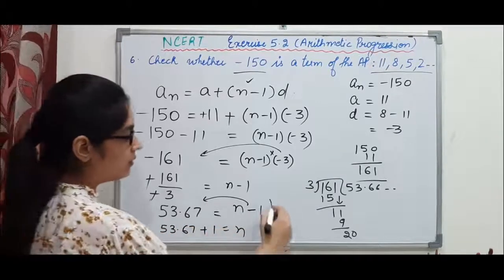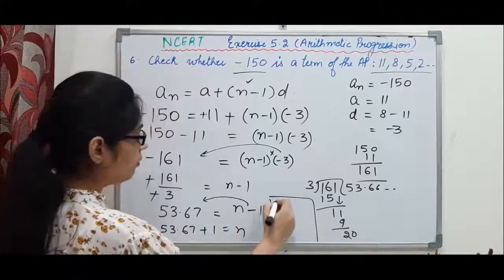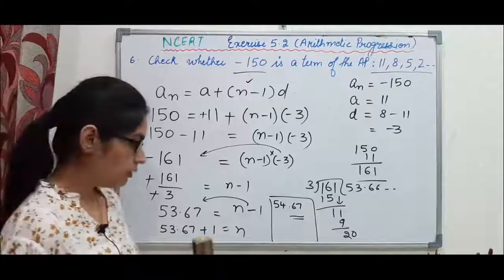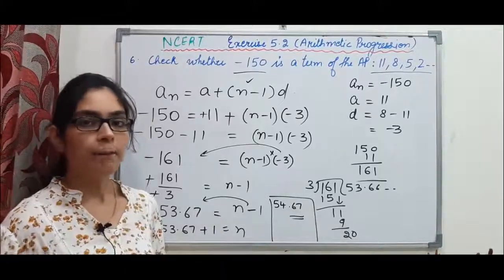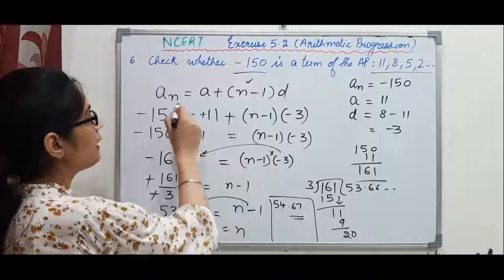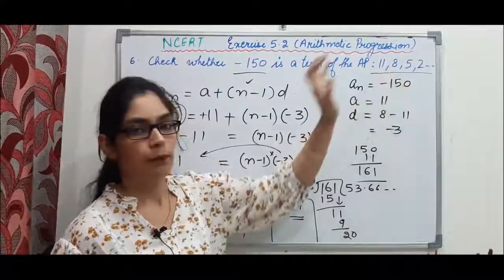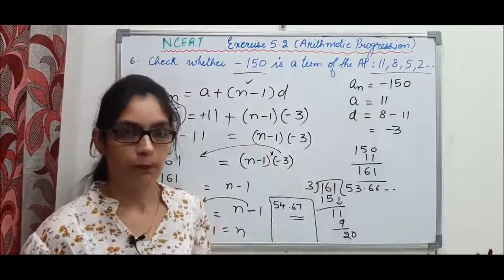So if I add this, it is equal to 54.67, which is a decimal number, which means n I am getting in the form of a decimal. That means minus 150 doesn't belong to this sequence. n can always be a whole number.